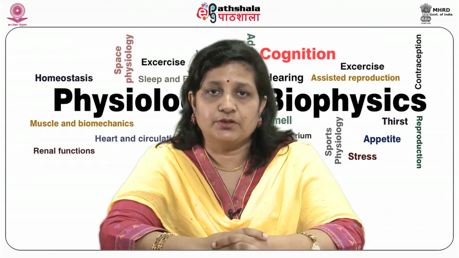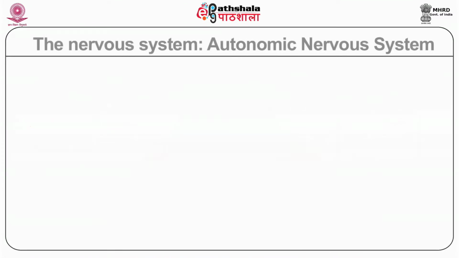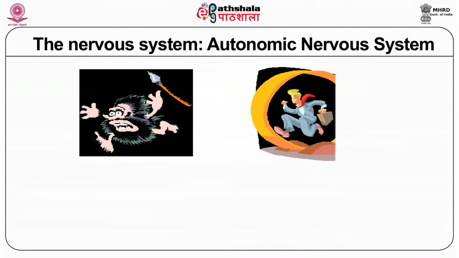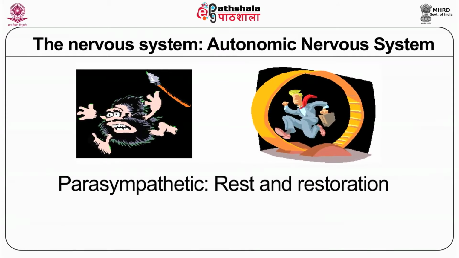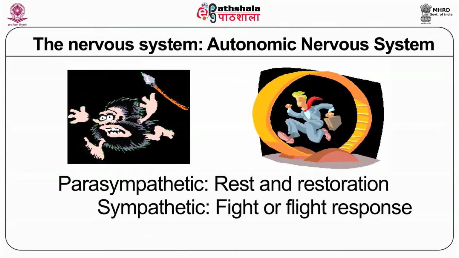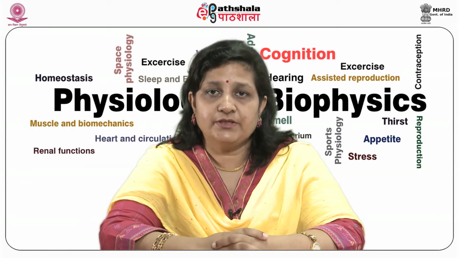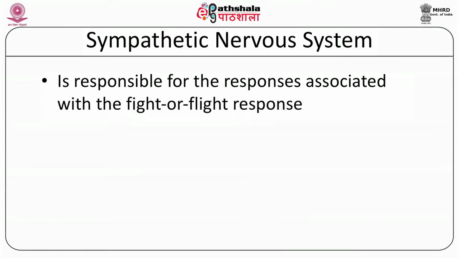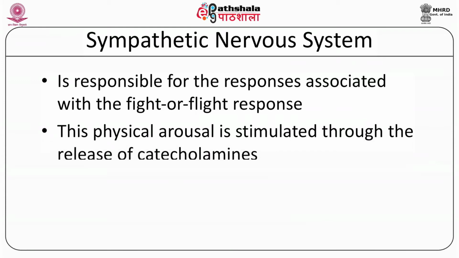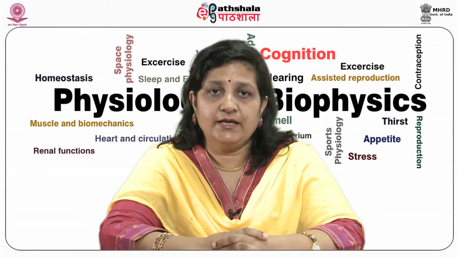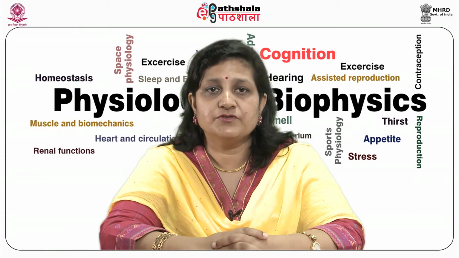In the nervous system, the important nerve fibers or the neuronal systems involved are the autonomic nervous system, the parasympathetic and the sympathetic nervous system. The parasympathetic is essentially the rest and restoration, and sympathetic is for the fight or flight, the immediate reaction response. The sympathetic nervous system is responsible for the responses associated with the fight or flight response, and this physical arousal is stimulated through the release of catecholamines, epinephrine, adrenaline, norepinephrine, and they in turn carry on the process of stress.